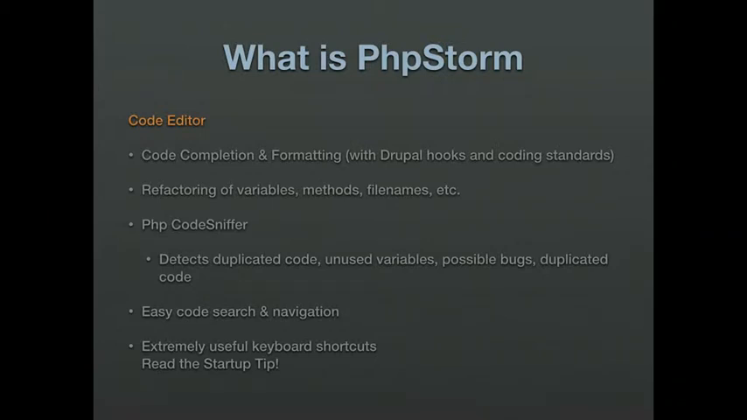So what is PhpStorm? It's an IDE. And these are just some tasks that a typical IDE could handle. It's a code editor. It provides code completion. It also provides formatting, so it automatically formats, and you could make that format to Drupal coding standards. It's easy to refactor file names, variables, methods. You do a refactor, it searches for its uses. It'll change every single file that references it, including comments if you tell it to. You can integrate a code sniffer, so it'll basically tell you if your code smells. It provides a lot of easy code search and navigation.